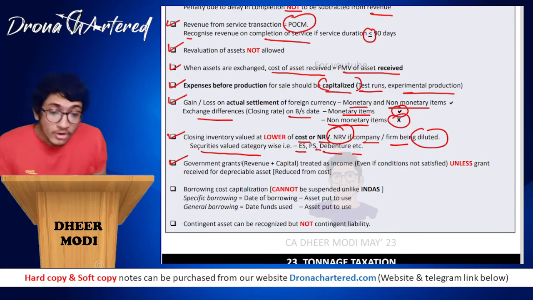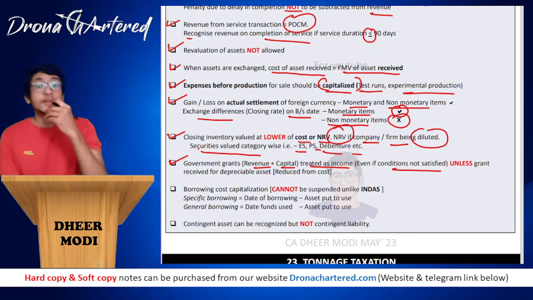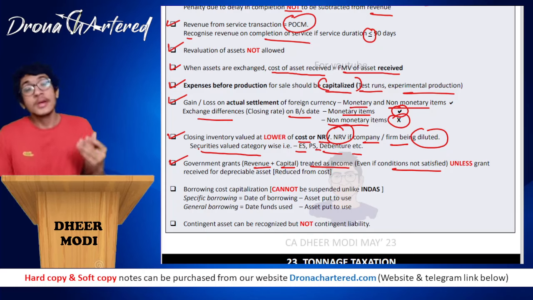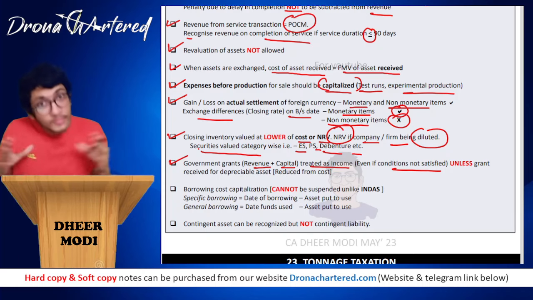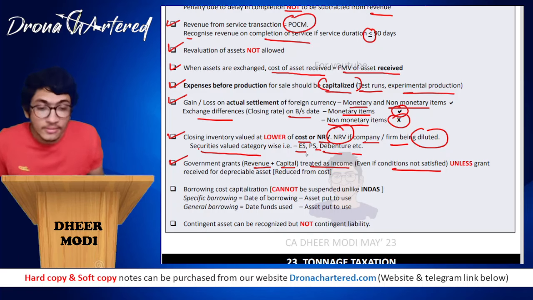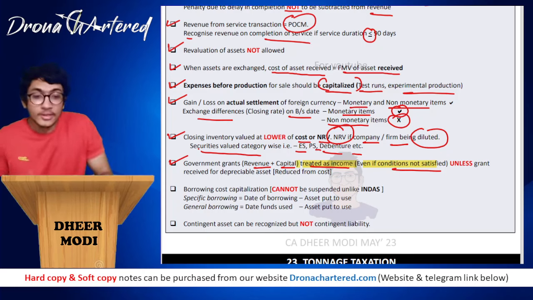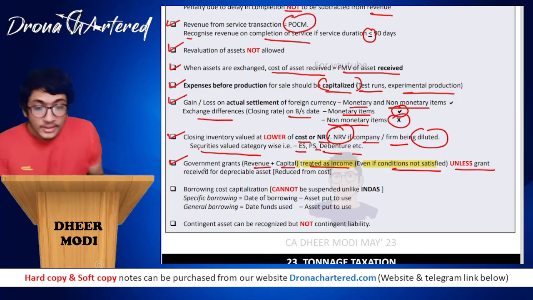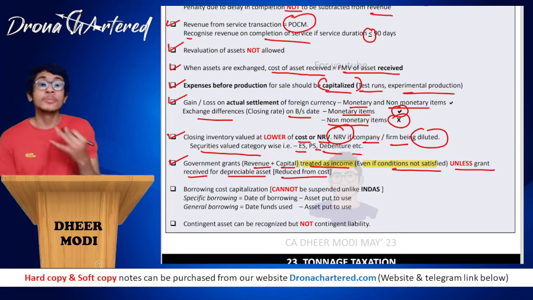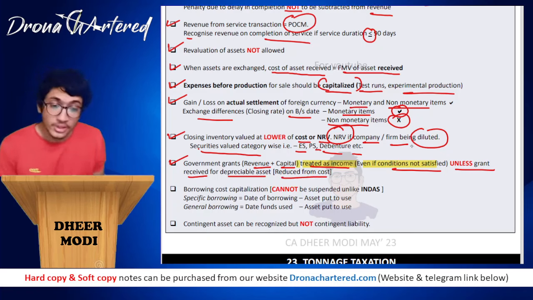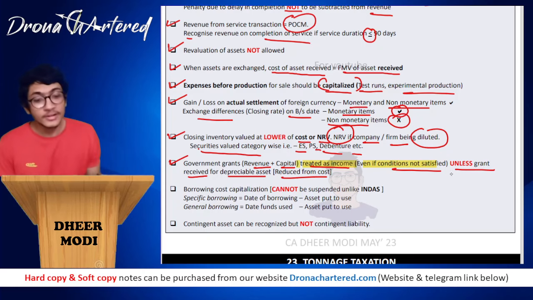Next is government grants, whether revenue or capital, which will be treated as income even if the conditions are not satisfied. That is, if any conditions were given to us and even if we were not able to satisfy those conditions, it will still be treated as income, unless the grant is received for a depreciable asset. In such a case, it will be reduced from the cost of the asset. So even if the conditions are not satisfied, this will be treated as an income.